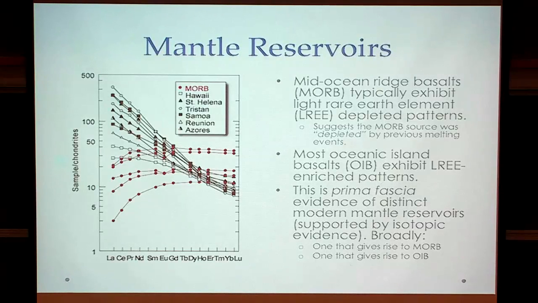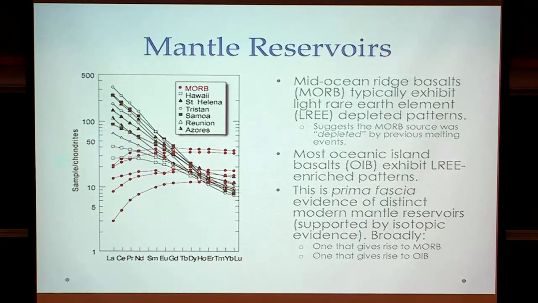Okay, so now I want to talk about mantle reservoirs. So we've differentiated the Earth. We've made a core. We've made a crust. Turns out the mantle is not homogeneous. And one piece of evidence we have of that is when we look at basalts, we have a great variety of basalts. And we'll go back to our rare earth patterns. There are two fundamental kinds of basalts that erupt from the convecting mantle.